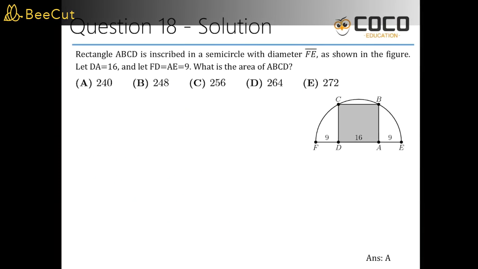So what we can do is find the center of the semicircle. We let this point be P. Then after that, we connect the center to the point C. So DP will equal AP, equal to half of AD, so 16 divided by 2, equals 8.